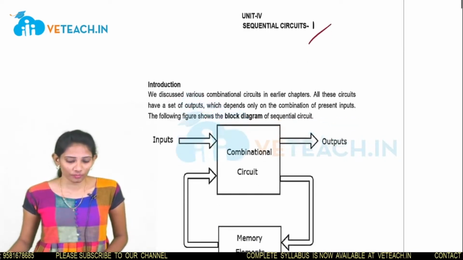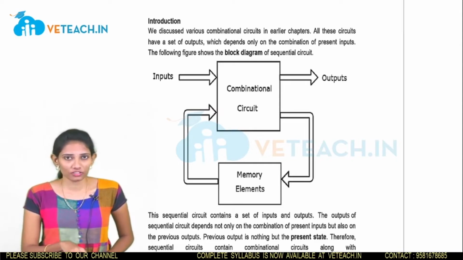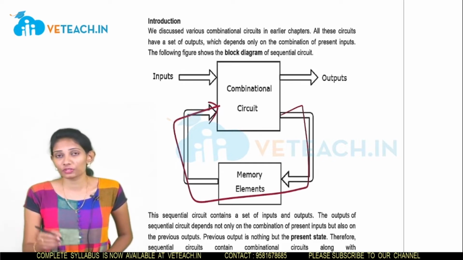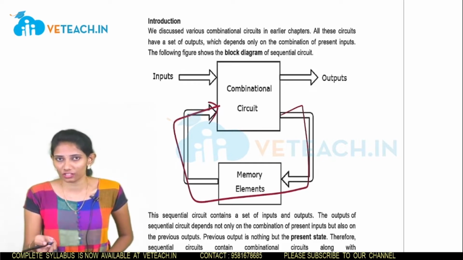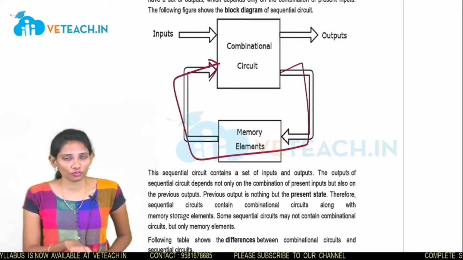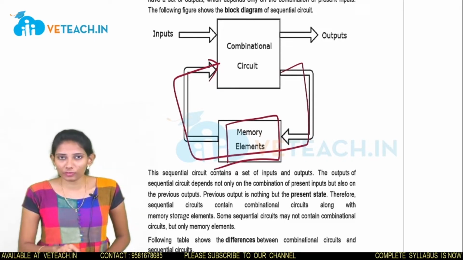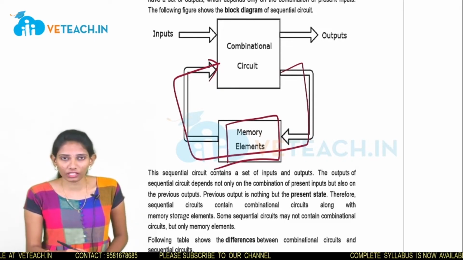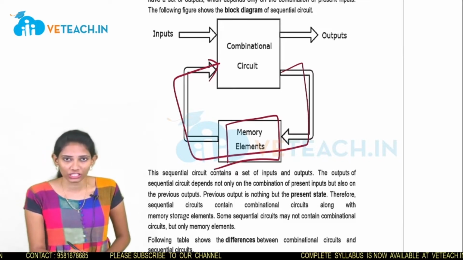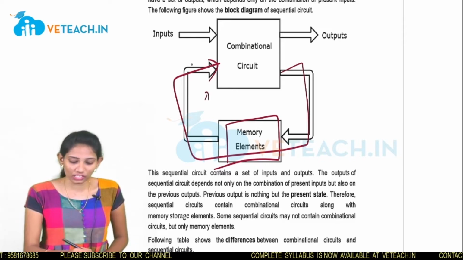So let's see the block diagram. When we apply input to the combinational circuit, it directly produces the output. But in the sequential circuit, it also takes the previous output, which is also said to be the present state. To store the previous output, we have a storage element, so we are taking memory elements here. The memory elements are in the feedback path, and the present output stored in the memory element is directly given to the input. That is, in the sequential circuit, the output depends on the present state and the present input.